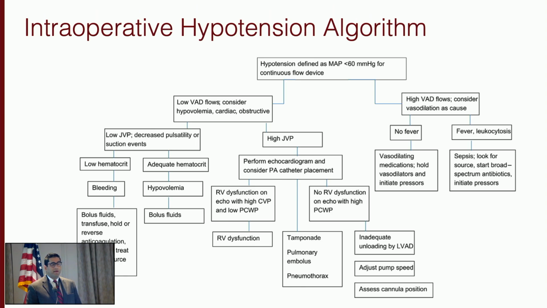If you do find right ventricular dysfunction with a high CVP, and you, for example, find a low wedge pressure, that is true intrinsic RV dysfunction, and you can begin inotropes. Otherwise, you can look for tamponade, pulmonary embolus, or pneumothorax. But if you don't have RV dysfunction on the echo, you could have inadequate loading by your LVAD, and then you can increase your pump speed and assess your cannula position.